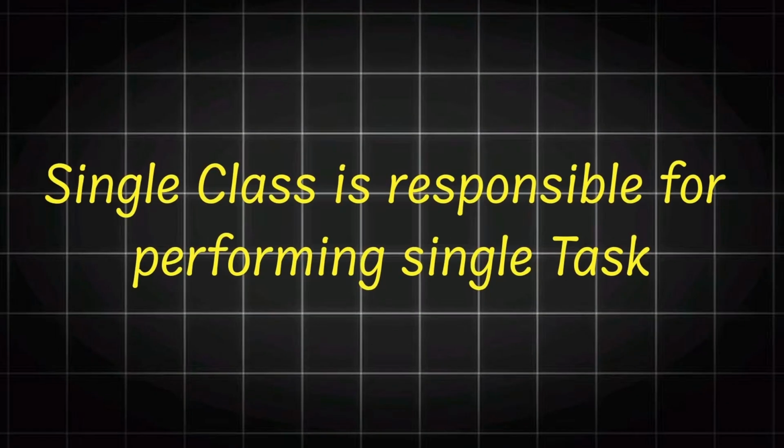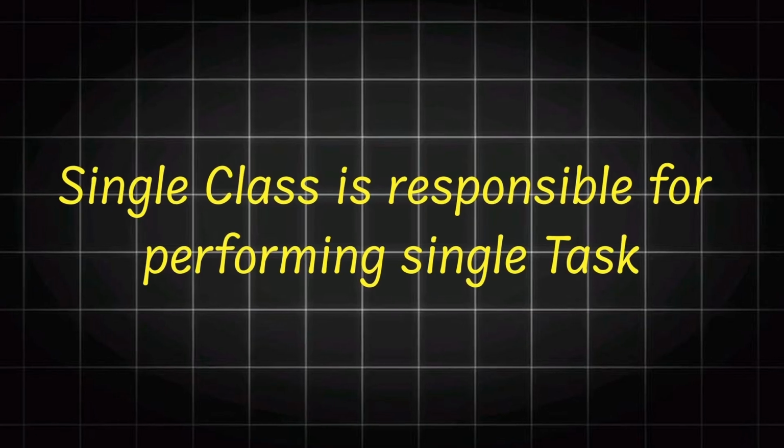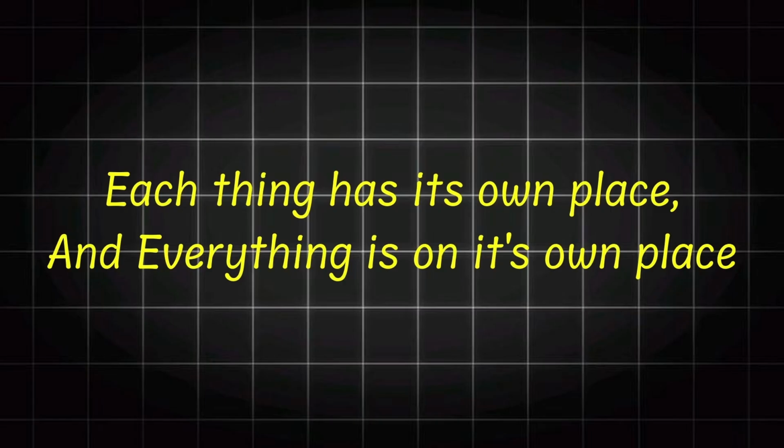The Single Responsibility Principle says that a single class is responsible to perform operations on a single thing or a single task. I repeat, the Single Responsibility Principle says that one class is responsible to perform one task. And the second important thing, it says that every single thing has its own place and is present at its own place. And now I hope you understood the concept of the Single Responsibility Principle.